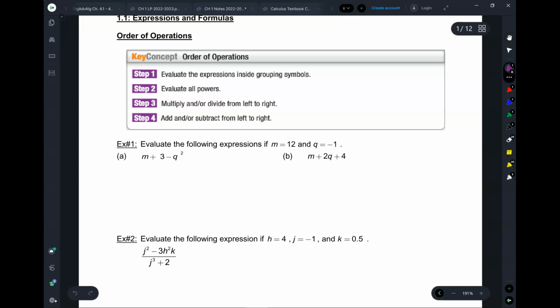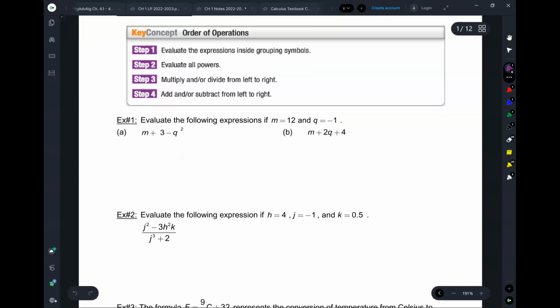So let's go ahead and do a couple of these. Evaluate the following. If m is 12 and q is -1, so m is 12 plus 3 minus, okay, so if q is -1, that goes in parentheses squared. On our packet, 3 minus q is in parentheses.